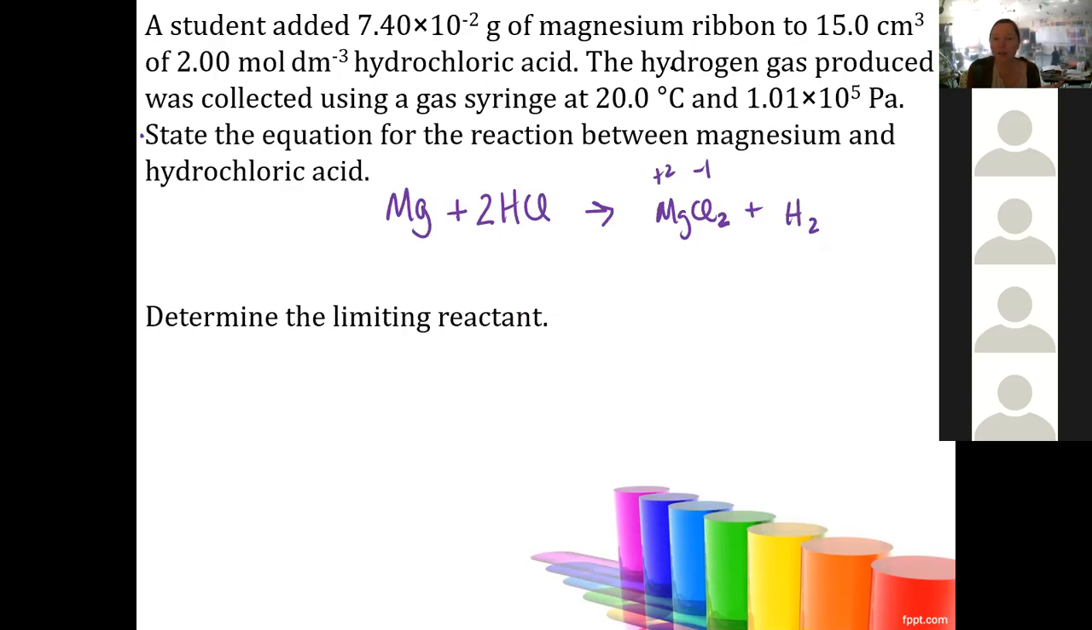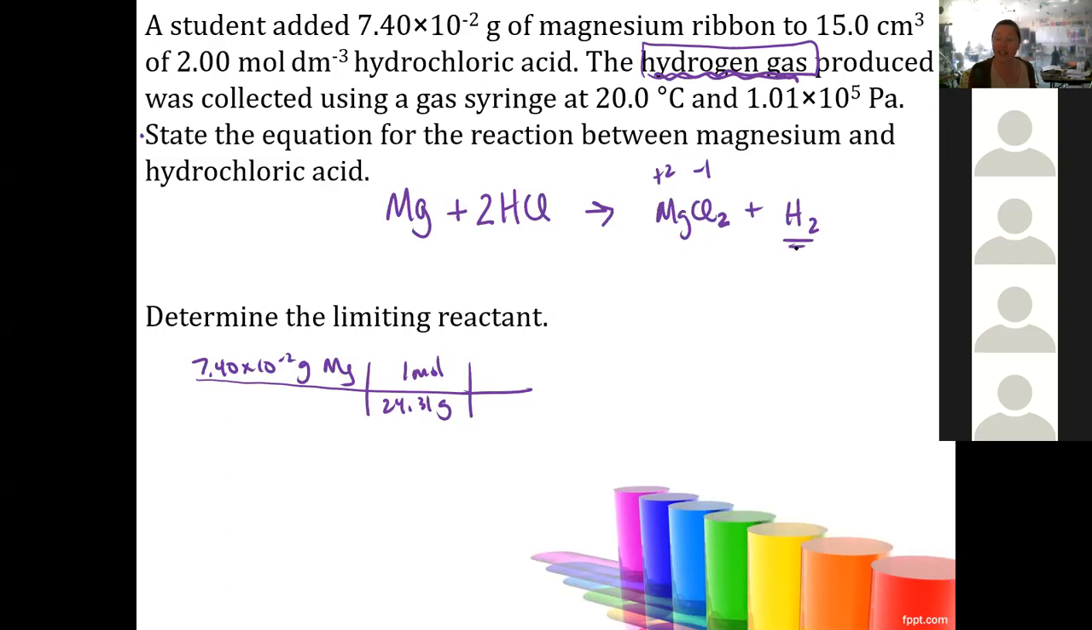Because they're talking to me about hydrogen gas, I'm going to assume that we're going to use that eventually. So I'm going to use hydrogen gas to compare my 2 reactants. I'm going to start with that magnesium, 7.40 times 10 to the minus 2 grams of magnesium ribbon. Mass of magnesium ribbon is 24.31 grams per mole. And then I'm going to go all the way to moles of hydrogen gas. So 1 magnesium to 1 hydrogen gas, that's kind of nice.